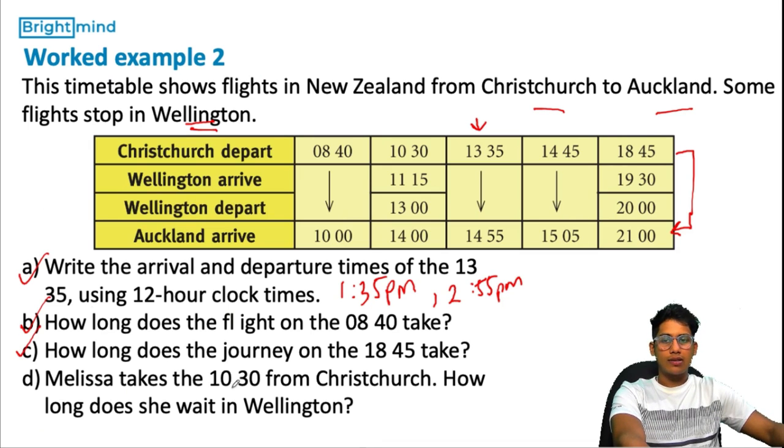D. Melissa takes the 10:30 from Christchurch. How long does she have to wait in Wellington? All right. So we can see that she leaves at 10:30 from Christchurch. She arrives at Wellington at 11:15, and then she leaves from Wellington at 1300 hours, and then she reaches Auckland at 1400 hours. So the question is asking how long did she have to wait in Wellington? So the waiting time is between here and here, right? So she's waiting for this amount of time before she left Wellington, okay?